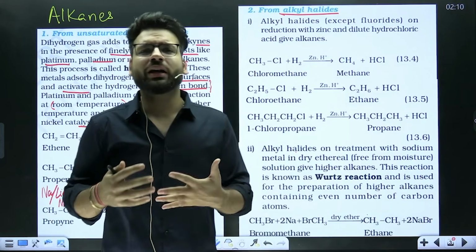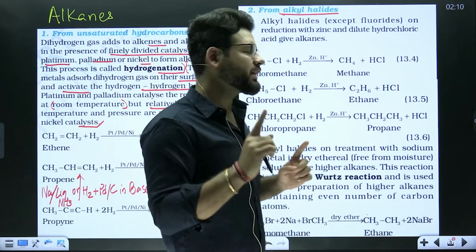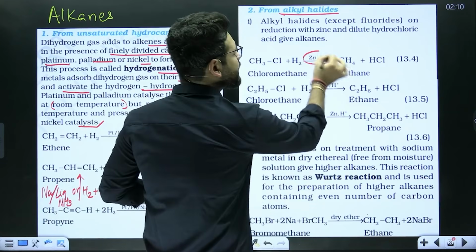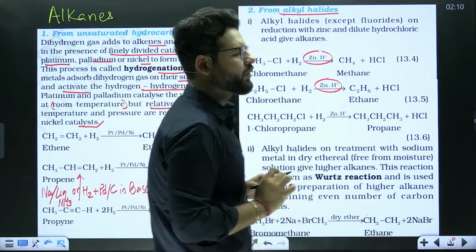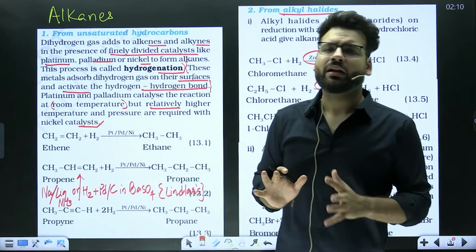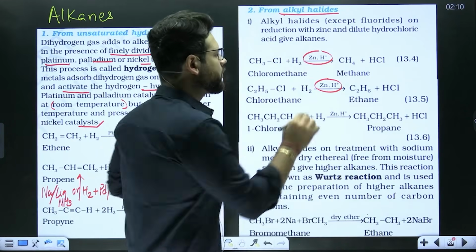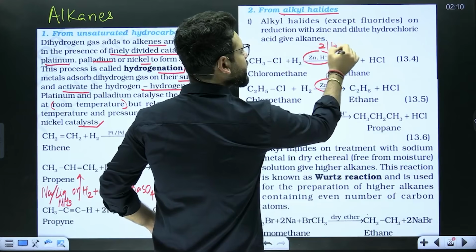For reduction, there are different reducing agents, but the one which NCERT mentions, which we have to remember, is zinc in the presence of dilute HCl. Zinc plus dilute HCl will provide two nascent hydrogen. They are showing it as H2.